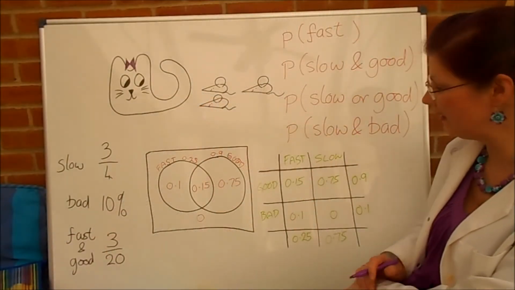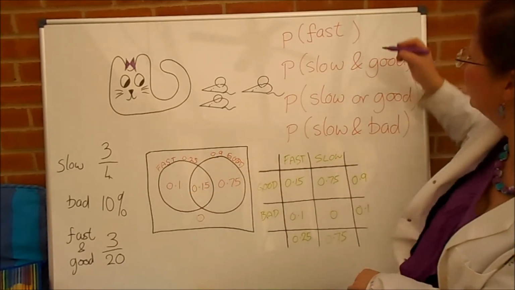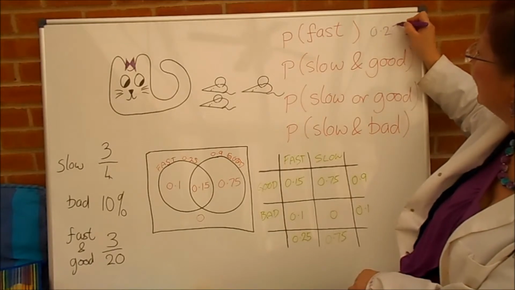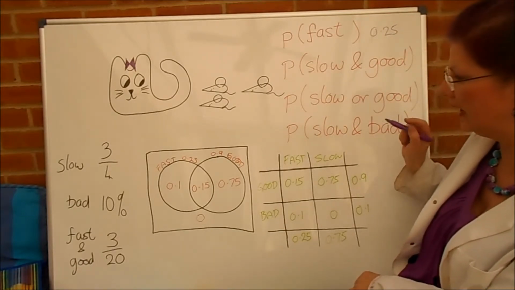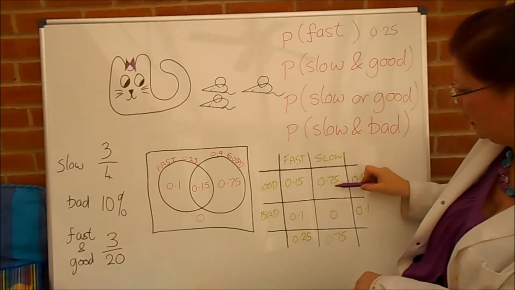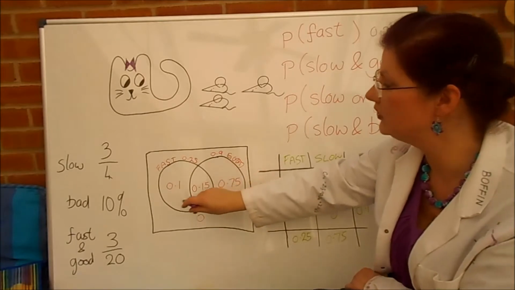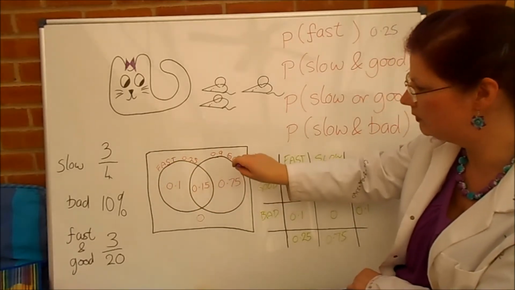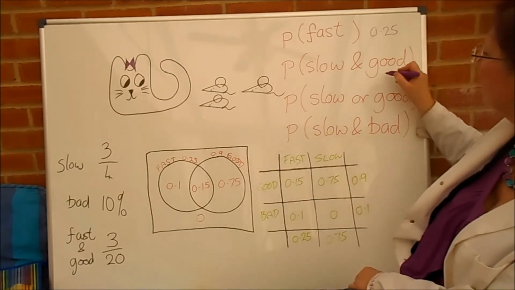Okay, probability that they're fast is quite easy. 0.25, the contents of that circle. The probability that they are both slow at running and good at hiding. So slow at running and good at hiding, 0.75. Or here, slow at running, so outside that circle, but good at hiding, so inside this, that's this area, 0.75.